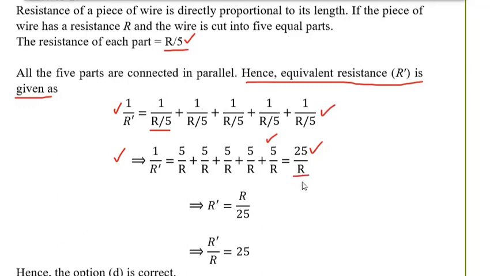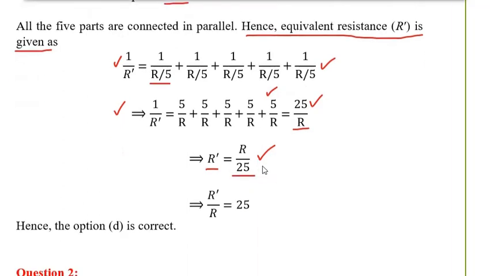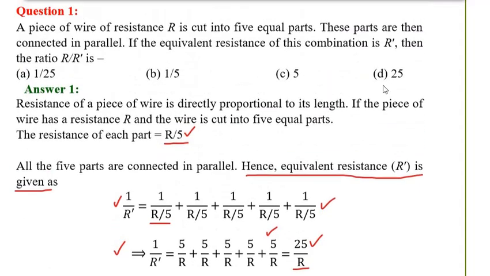Here R is the LCM. Then R dash equal to R by 25. Hope there is no problem to understand at this step. Therefore R dash by R equal to 25. So 25 is in option D. So the correct option of this question is D. Hope there is no problem to understand the explanation of question number 1.